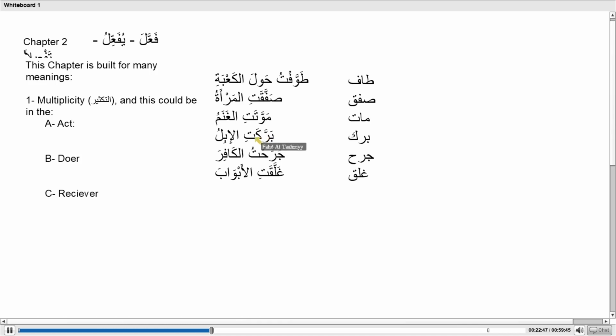So you want to say a single one, you say barakat الناقة. بركة الناقة. بركة الناقة. Yes, because الإبل is plural. It's a name which implies plurality. Clear?